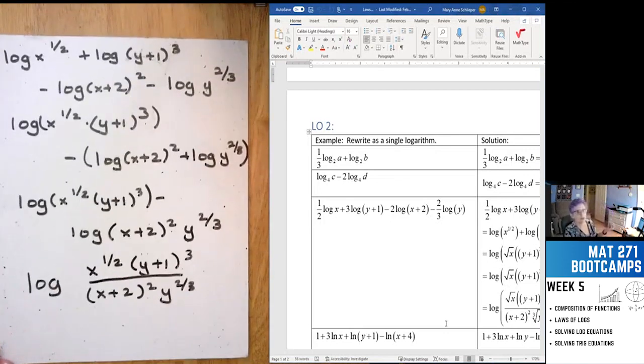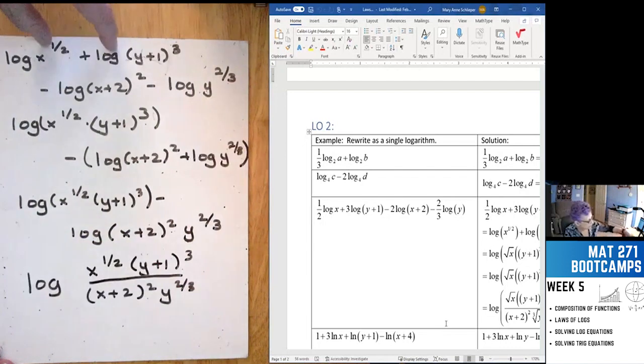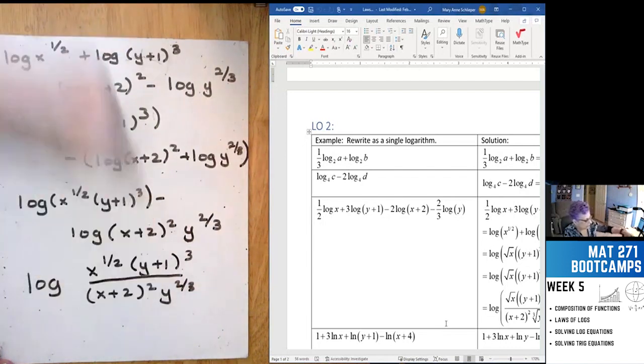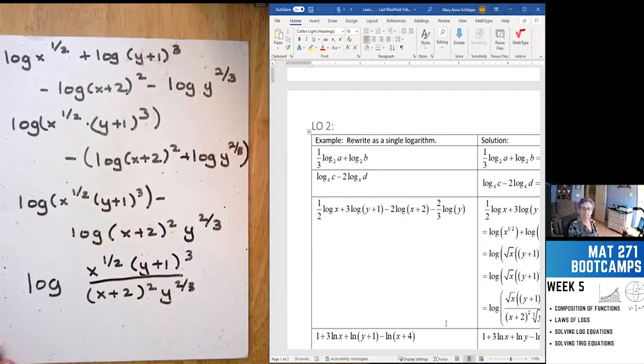And again, after you've done a whole lot of them, you can probably go directly from here to here, just to be sure that everything with a plus sign is on top, everything with a minus sign is on the bottom.